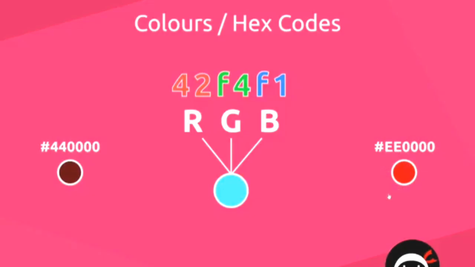Now, you would never be expected to work out a color from scratch and create the hex for it. That's just madness. But you can use tools like Photoshop or online color pickers like Adobe Color, or even VS Code itself to help you find the hex codes that you want.